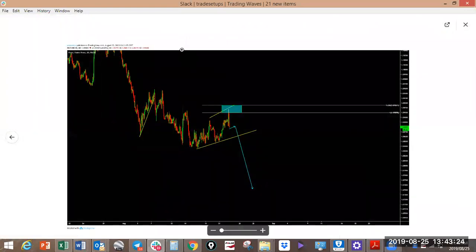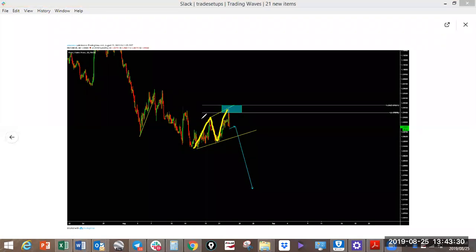Now, Euro CHF, this one has been dropping from right at the top. And now this one has made this structure, regular sort of a zigzag here, dropping from the blue box.